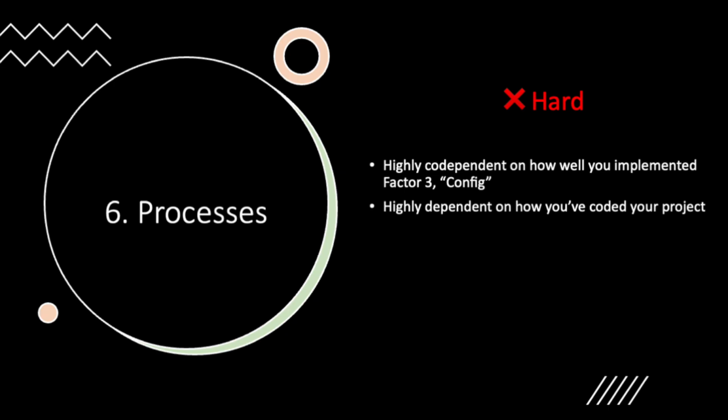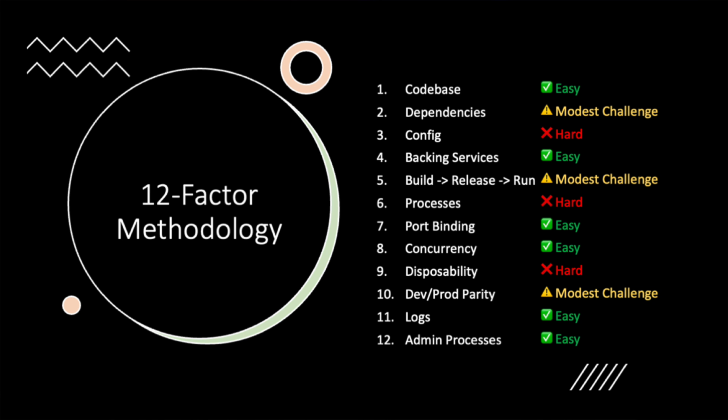Number 6, processes. Execute the app as one or more stateless processes. This really is only hard because making your code stateless is wholly dependent on factor 3 config and factor 4 backing services. And we've already covered both of those. Besides, serverless infrastructure like what we're using for this project is inherently stateless. Neither API Gateway nor Lambda provide storage solutions, for example.